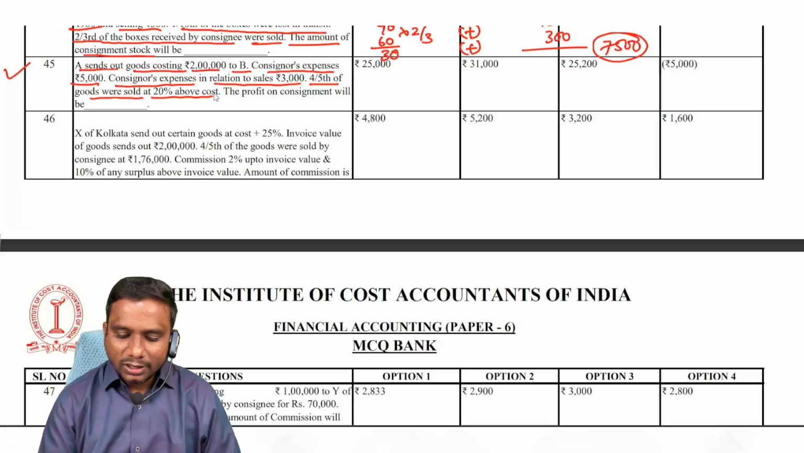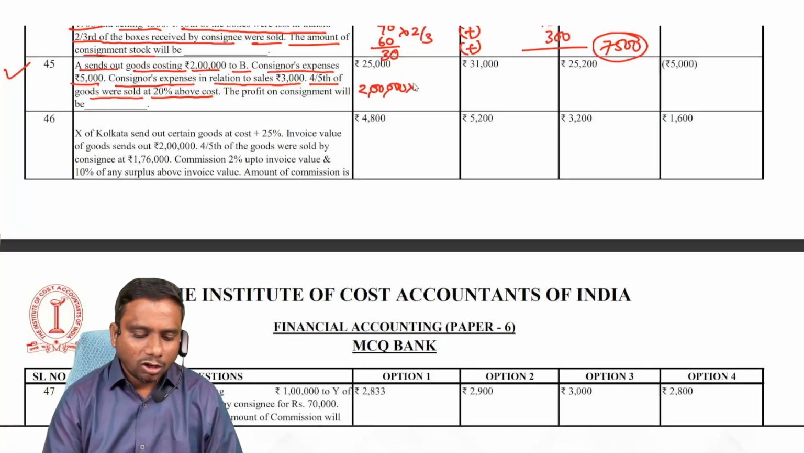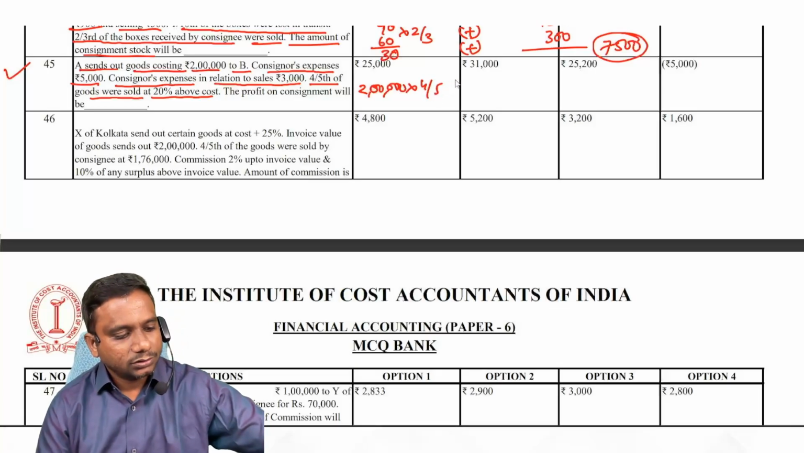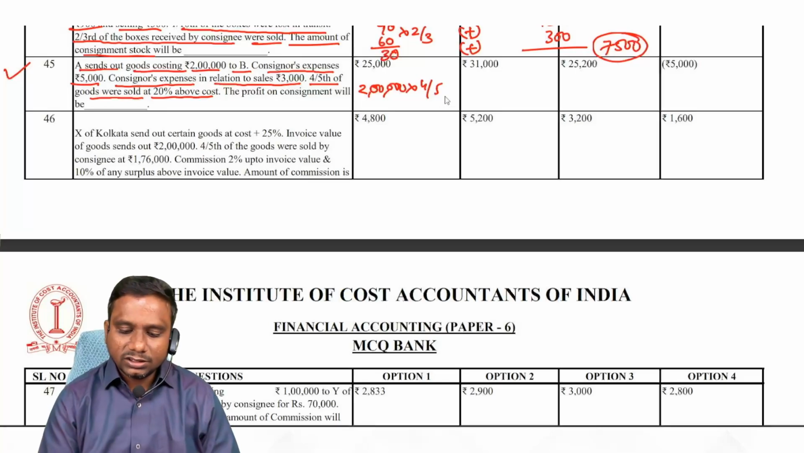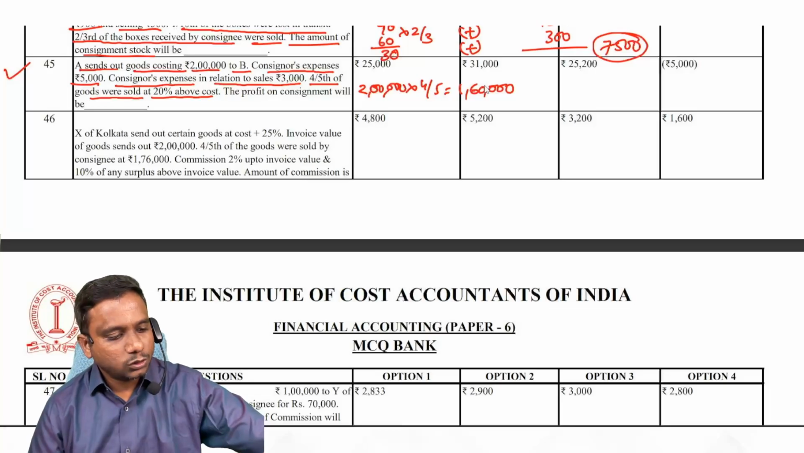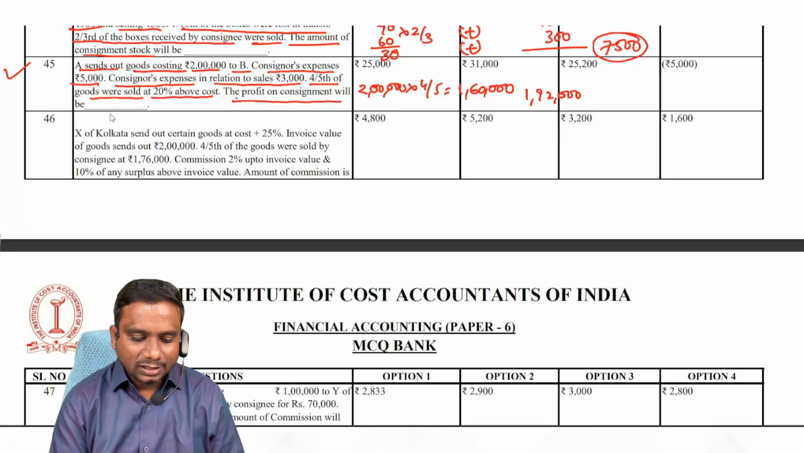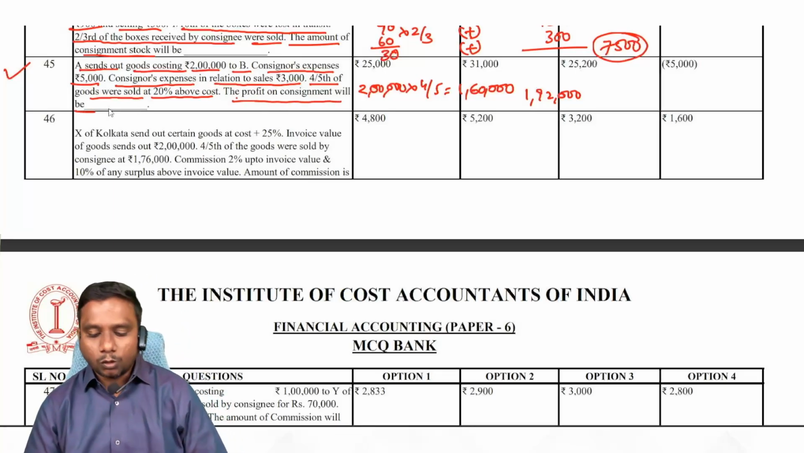See, total 2 lakhs goods sent. Out of that, how much goods were sold? 4/5. How much? 2 lakhs into 4 by 5. So 1 lakh 60,000 worth of goods sold at cost. So 20% above cost, so plus 20%. So total 1 lakh 92,000 sold. Fine. The profit on consignment will be... They're asking profit on consignment.